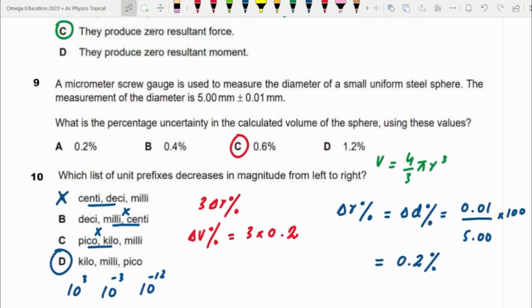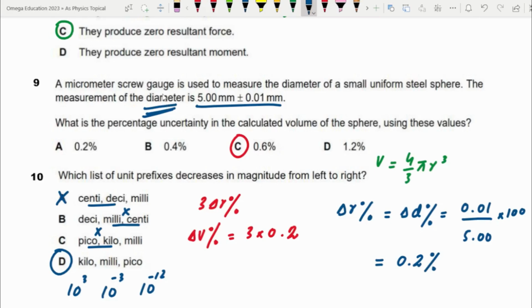Okay, let's take a look at the next one. Question number 9. You need to find the percentage uncertainty in the volume of the sphere. Write down the formula for the volume of a sphere, which is 4/3 pi r cubed. Find the percentage uncertainty in diameter. No need to convert the units, because in percentage you don't have the units. And secondly, you don't need to convert the diameter into radius, because whatever the percentage uncertainty of diameter is, the same would be the percentage uncertainty of radius.